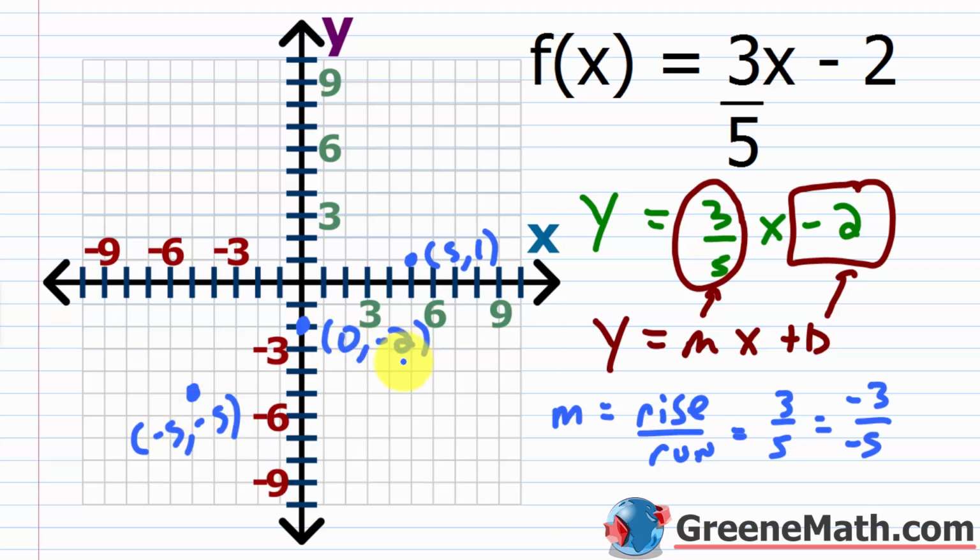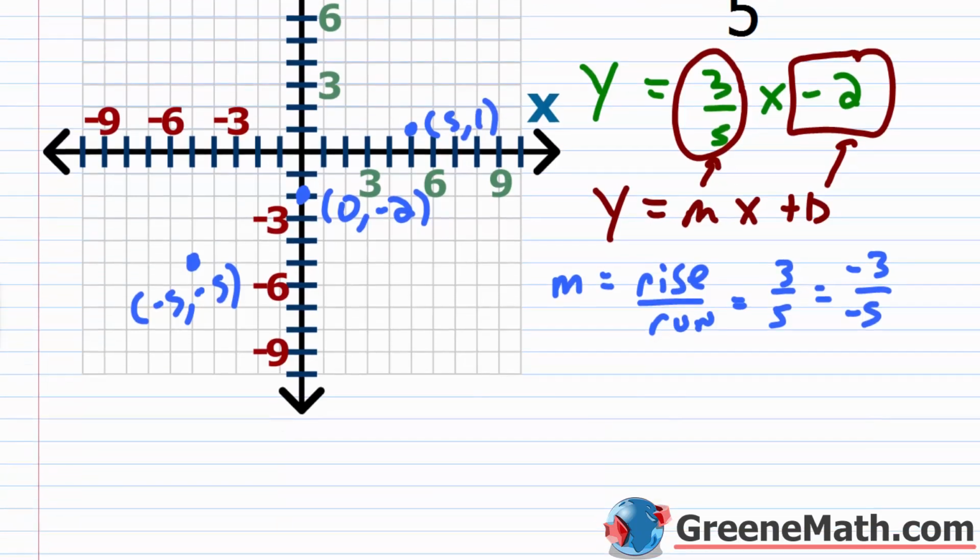And you can check these points to make sure that they work. We know 0, -2 would work because if you plug in a 0 for x, you get -2 for y. But let's check these other ones. So 5, 1, does that work? Well, if I had y equals 3/5 times, I plug in a 5 for x, would I get a 1 for y? Well, these cancel. 3 minus 2 is 1, so that one's good to go.